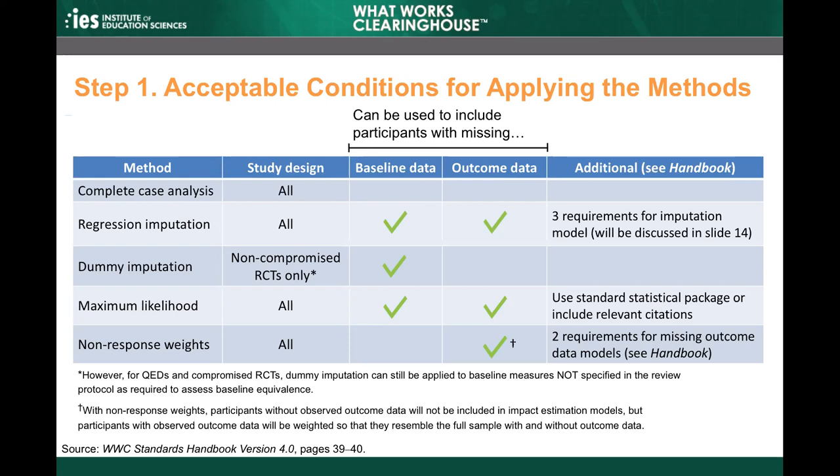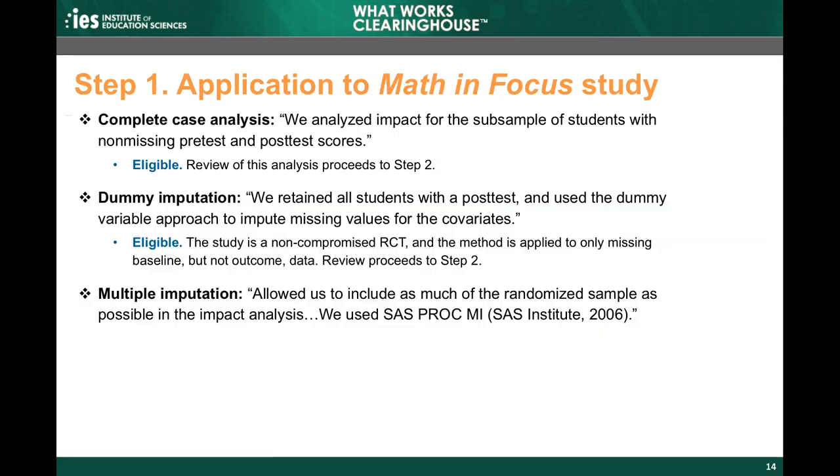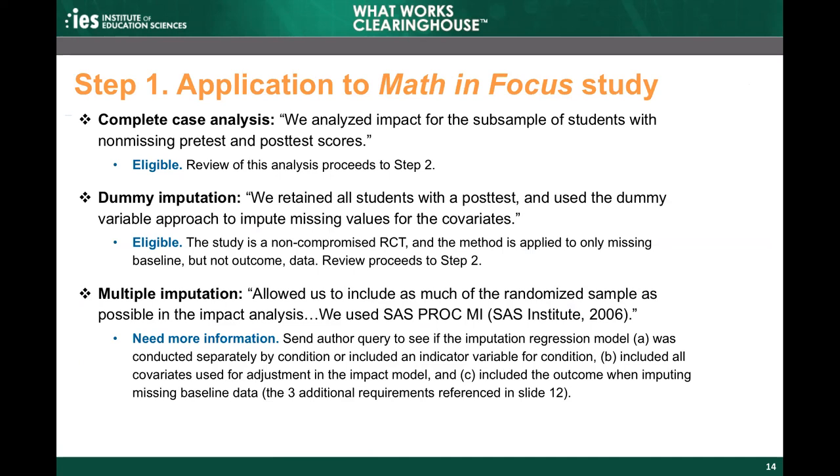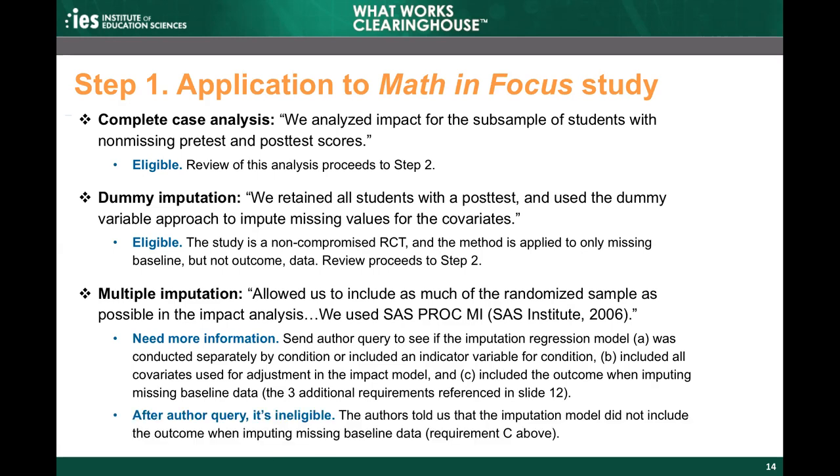However, there are also three additional requirements to determine if the approach is acceptable. The three additional requirements include: A, the imputation regression model was conducted separately by condition or included an indicator variable for condition. B, included all covariates used for adjustment in the impact model. And C, included the outcome when imputing missing data. We conducted an author query, and the author shared that the imputation model did not include the outcome when missing baseline data, hence it does not meet these three requirements.